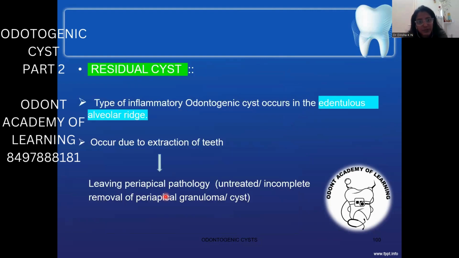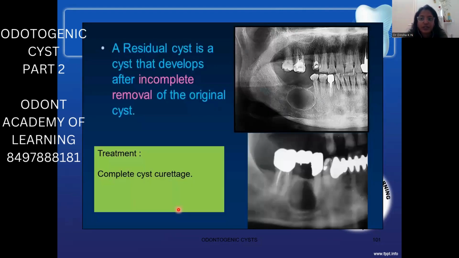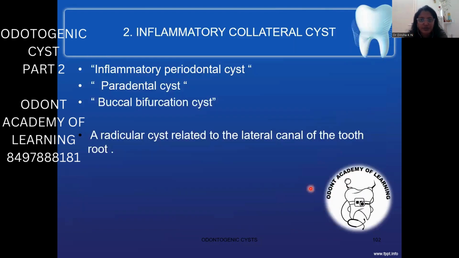So residual cyst is nothing but a type of inflammatory cyst only, but it occurs in the edentulous alveolar ridge. The reason behind it is that when there are epithelial remnants which have been left out even after the extraction of the tooth, that can lead to proliferation and forms a cyst. So something like this. You can see there it's an edentulous area, but there is a cyst in the apical region. So that is a residual cyst. Treatment again is a complete cystic curettage.